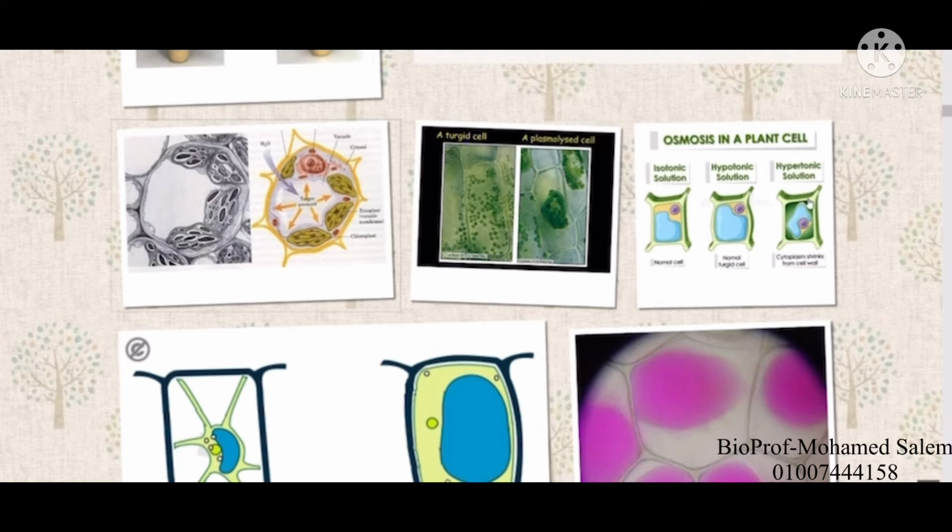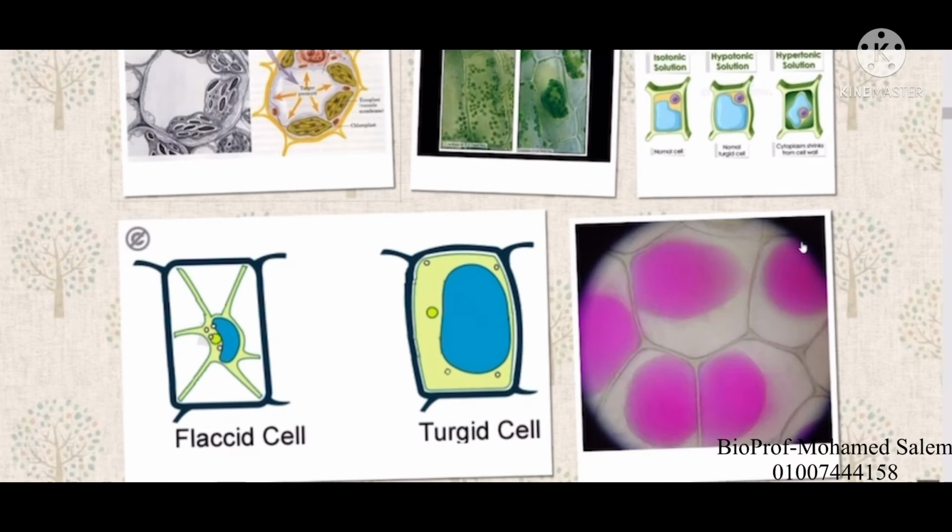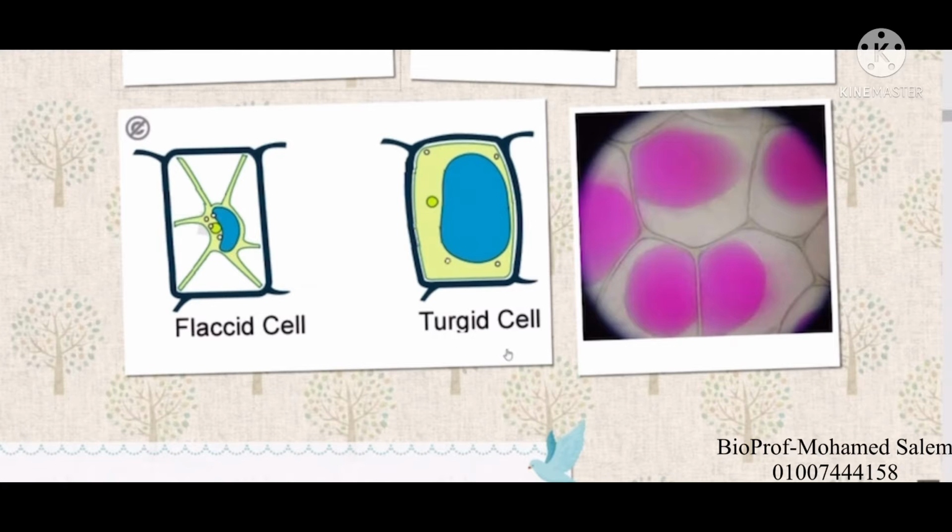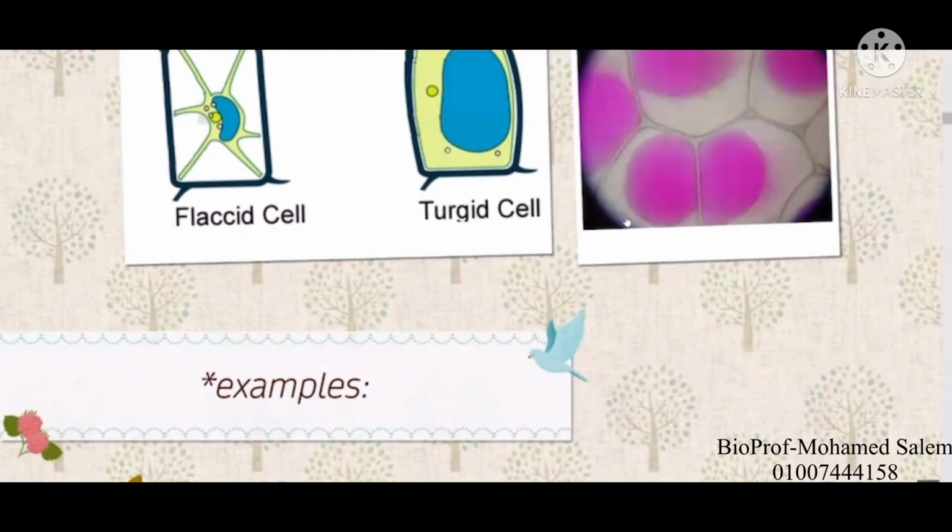The third case, if we put the plant cell in hypertonic solution, hyper means high concentration of salt, so the water will be low concentration in solution, so the water will move from inside the cell to outside. Here the cell becomes plasmolysed or flaccid cell, okay? And this is flaccid cell, and this is turgid cell, and this is under the microscope. You can observe under the microscope the turgid cell.